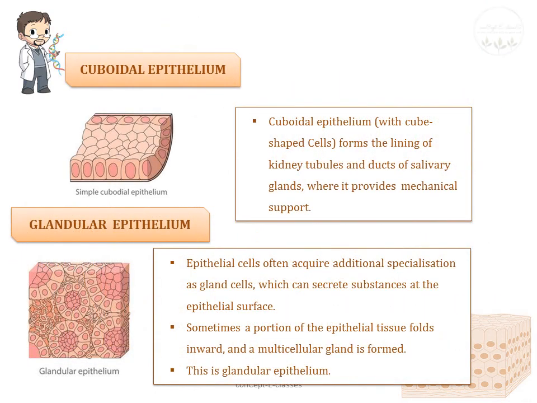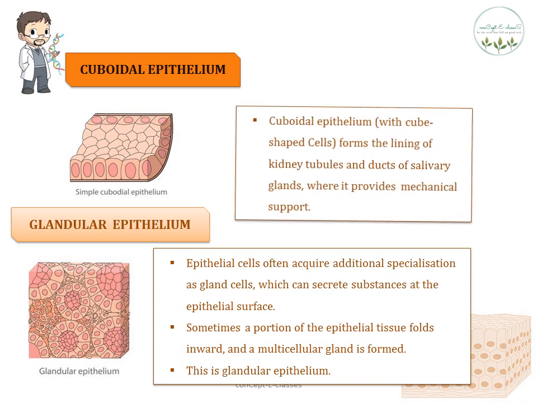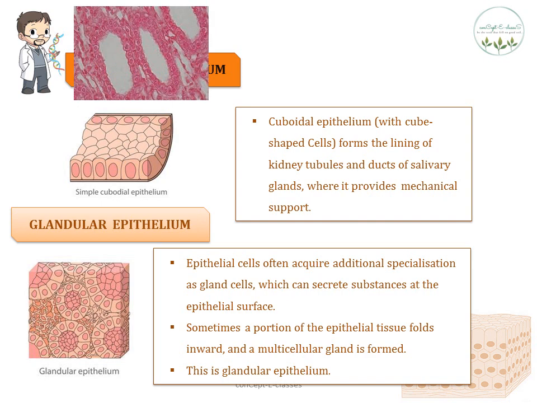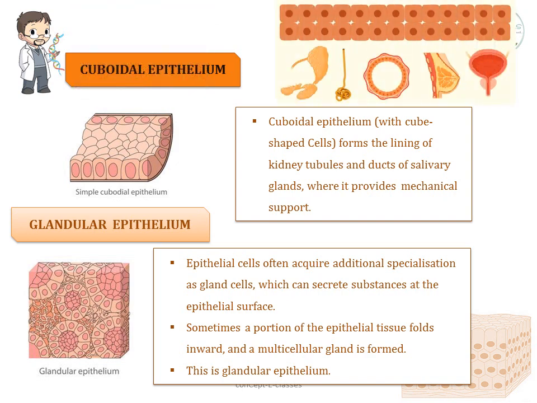The next epithelium that we are going to study is cuboidal epithelium. So this is a simple cuboidal epithelium. It has cube-like structures, and this is how we can see it under a microscope. The cells are cube-like, and they fit very closely. This cuboidal epithelium with cube-shaped cells forms the lining of kidney tubules and the ducts of salivary glands, where it provides mechanical support. So this epithelium provides mechanical support to our body.